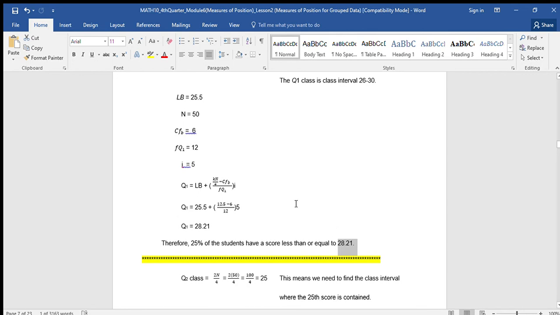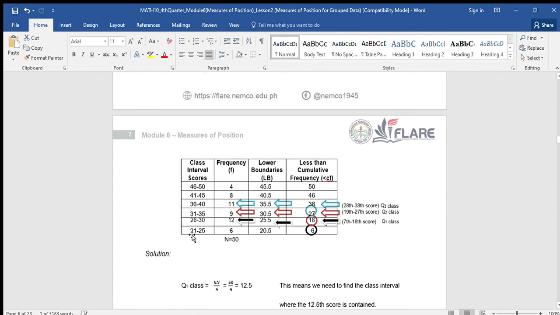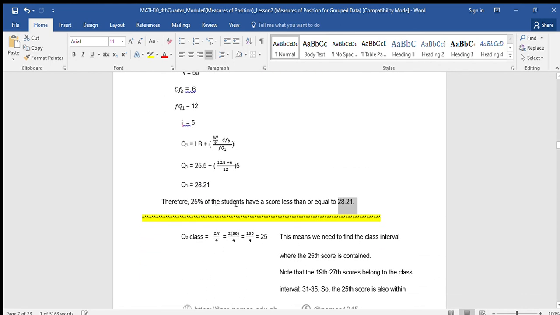Si I is the class width, diri o, kining 26 minus 21. Class interval. Ang interval ba? I-minus na nimo siya. 26 minus 21, 5. 31 minus 26, 5. Kining sila tanan diri, pareha na sila og interval. 5 na sila tanan. So, bisan asa ka mukuha sa ila, pwede ra. So, if you wanna get the interval, you will just have to subtract 26 minus 25. That is the interval, 5.